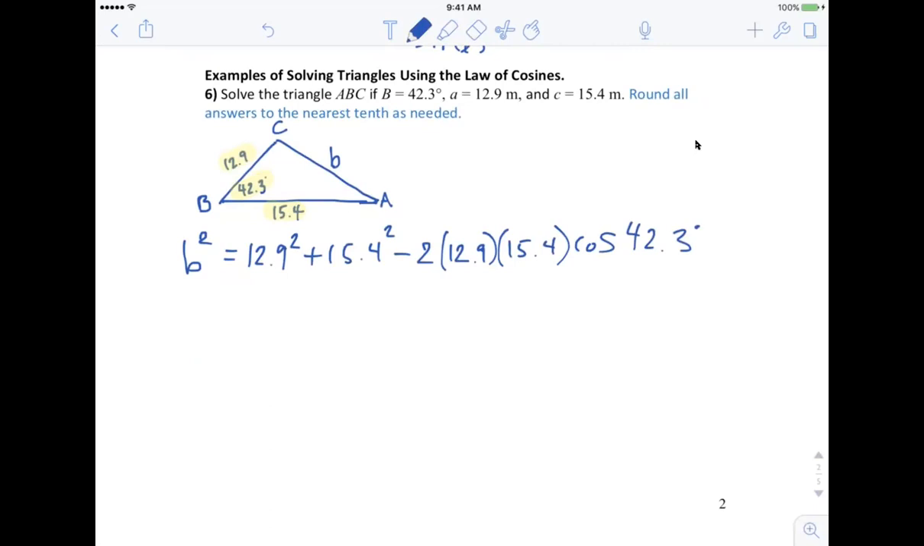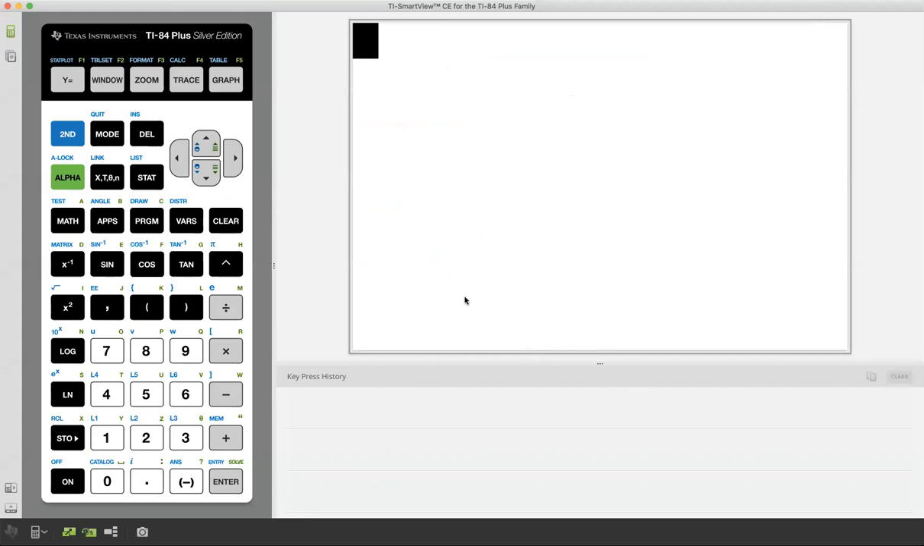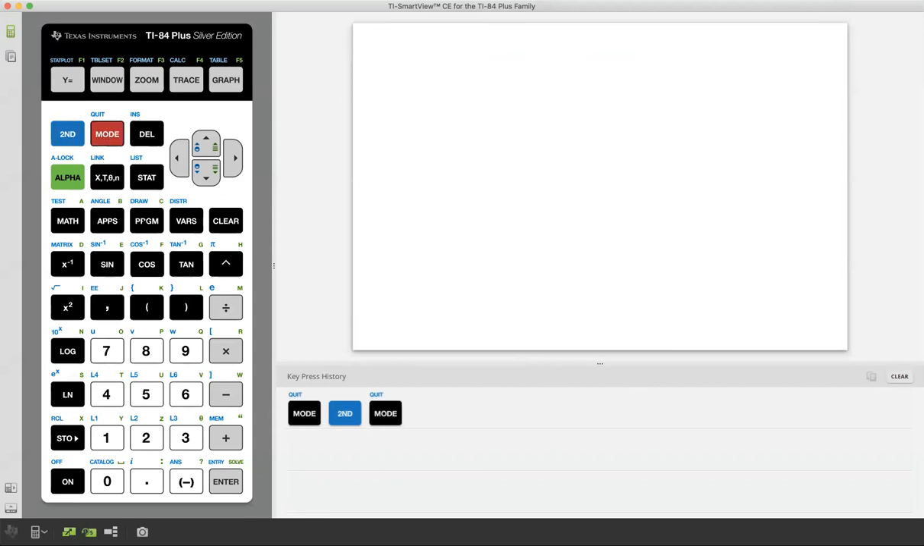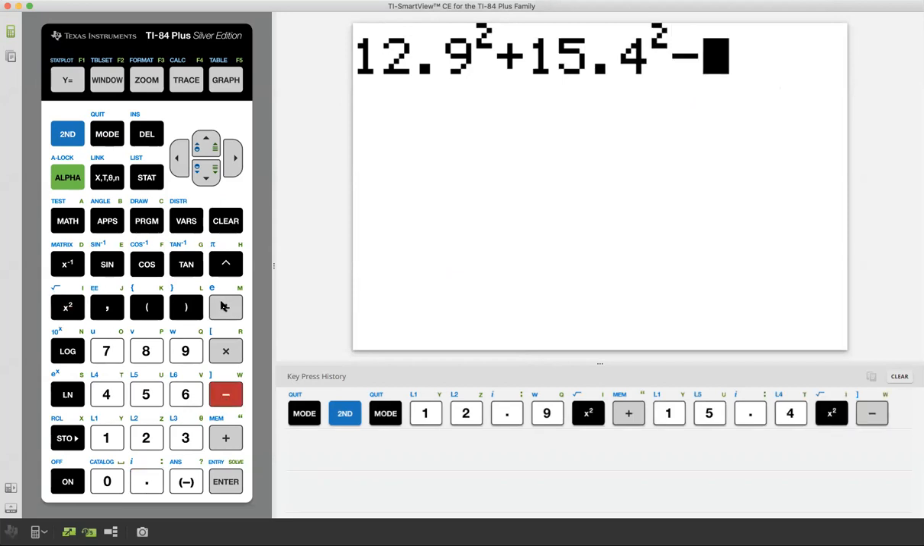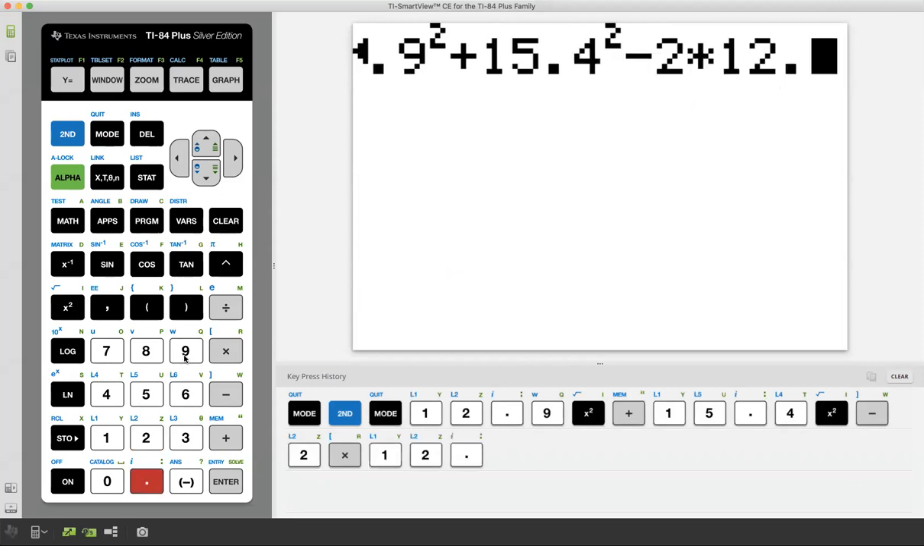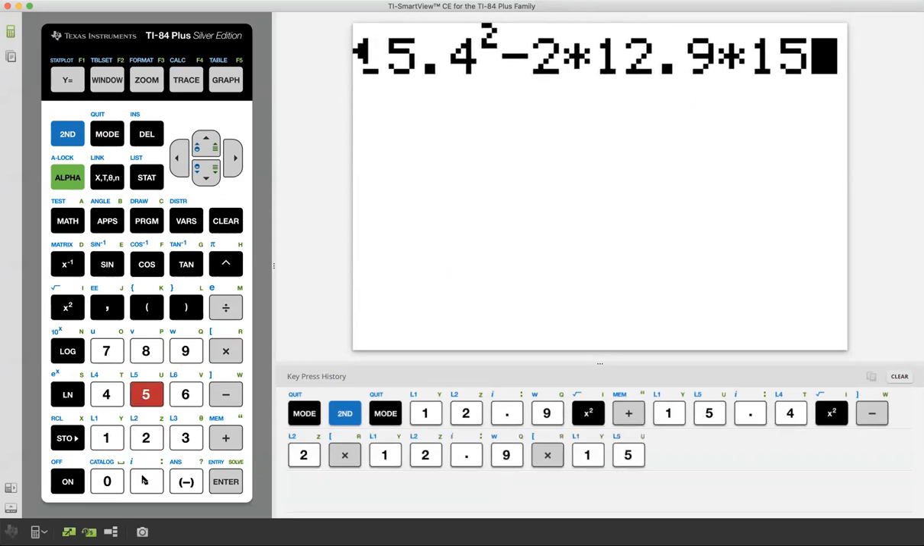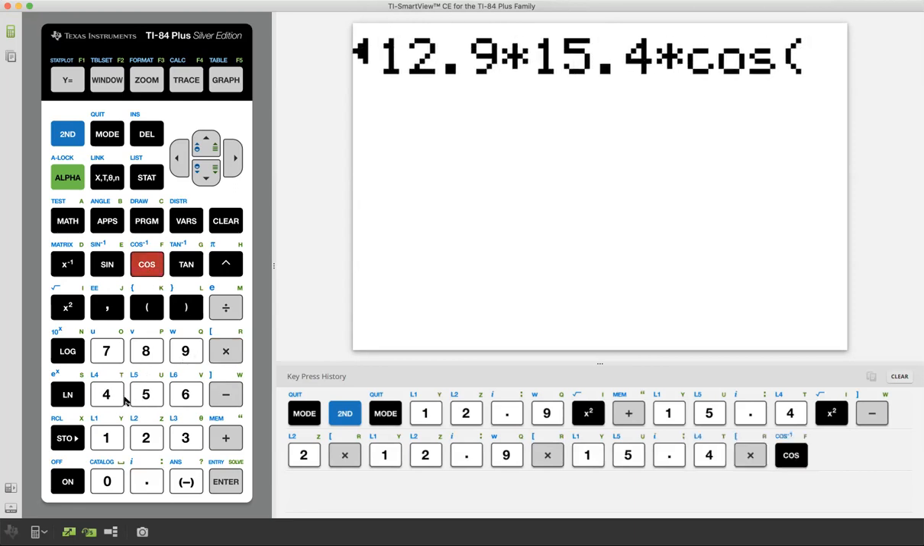And then what I'm going to do is calculate that with my calculator. Let's bring up a calculator and we'll just do it. I'm going to make sure I'm in the right mode, degree mode. That's good. Okay, and I'm going 12.9 squared plus, you're just going to type it in just how it looks. Minus 2, and then I do times 12.9. I don't need to put in those parentheses like I had it written. It just takes a while to type it all in. And then cosine of 42.3.